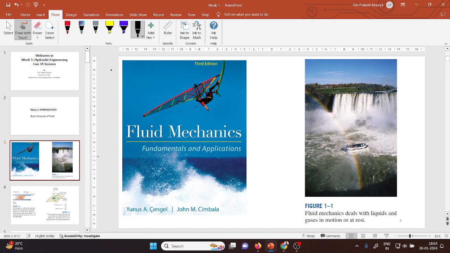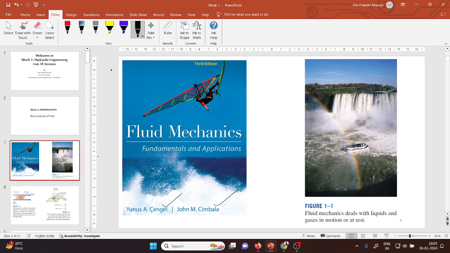It is a very interesting book. Lots of figures are there for understanding. I will not start with the definition of fluid because you all know fluid mechanics deals with liquid as well as gas, both in motion as well as at rest. Why do we actually need fluid mechanics? Because we need to know how water flows and behaves, water or liquid or gas.